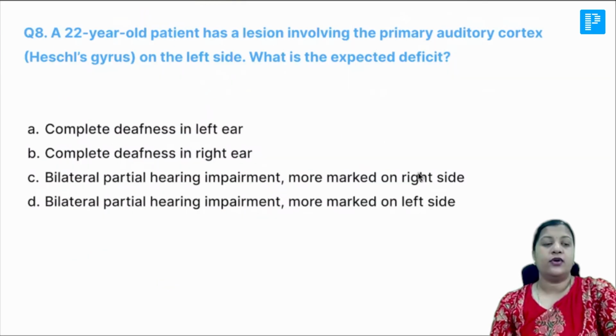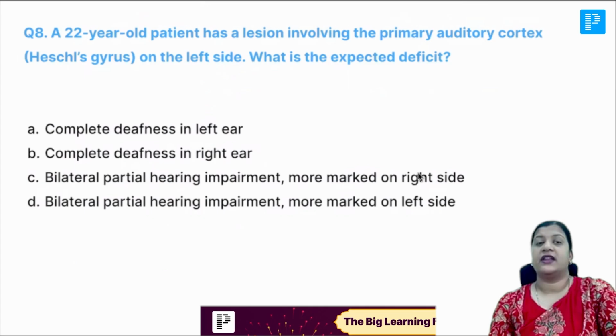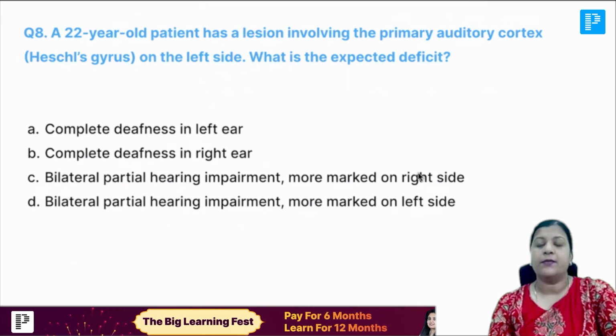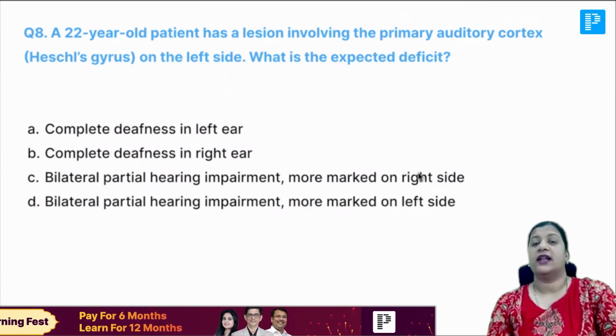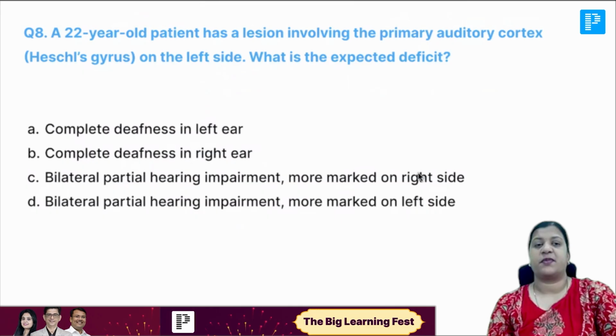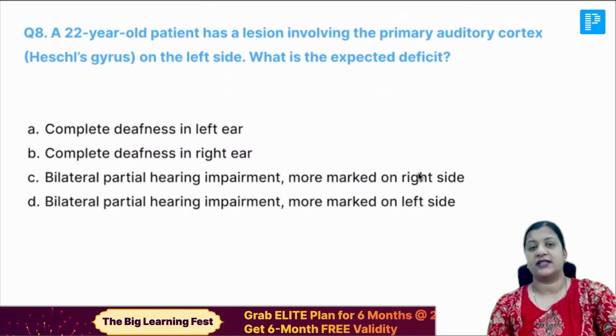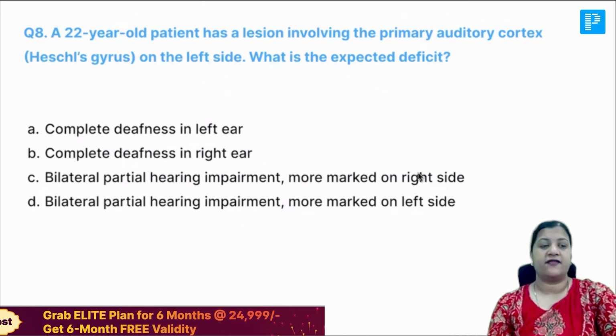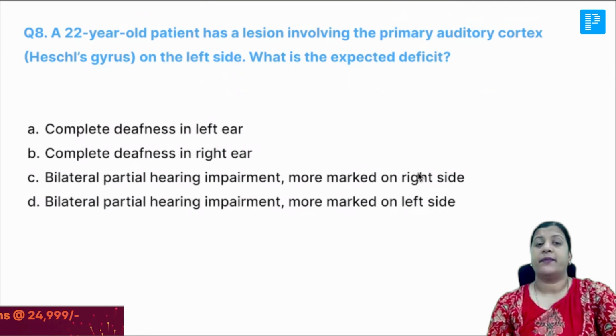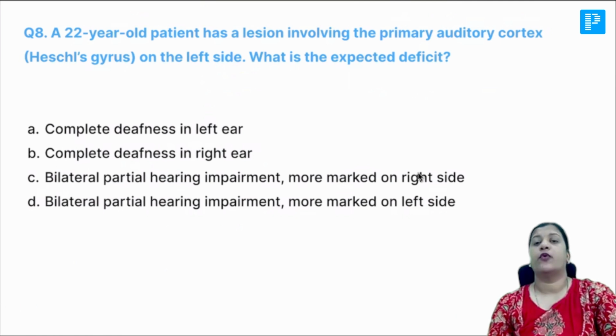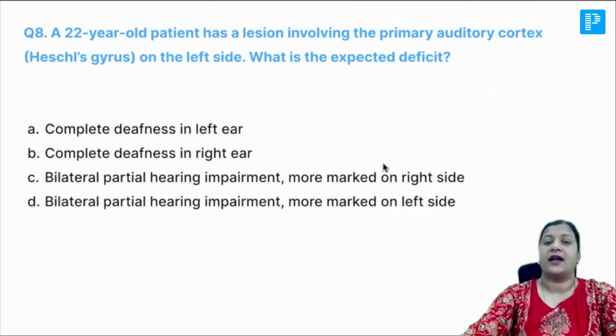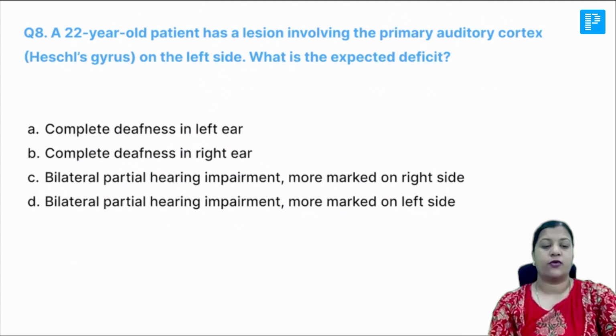Okay. A 22-year-old patient has a lesion involving the primary auditory cortex. Again, a previous year question. On the left side, what is the expected deficit? Complete deafness in the left ear, complete deafness in the right ear, bilateral partial impairment more marked on the right side, or bilateral partial hearing impairment more marked on the left side. What do you think is the answer?